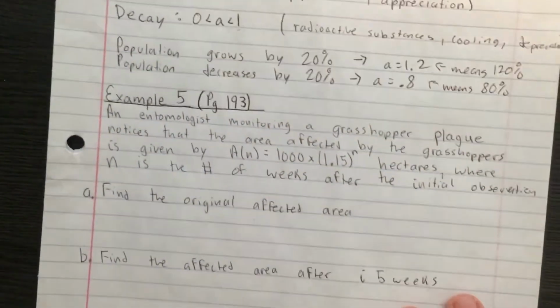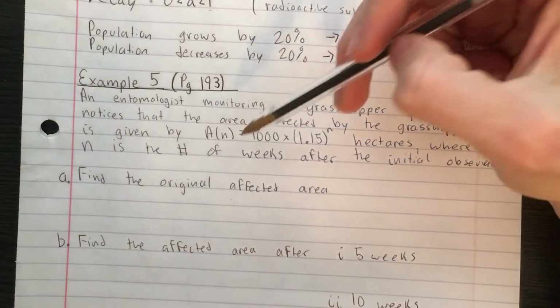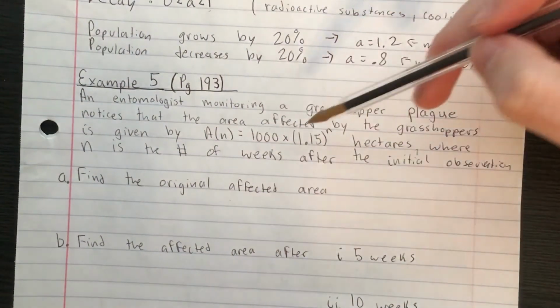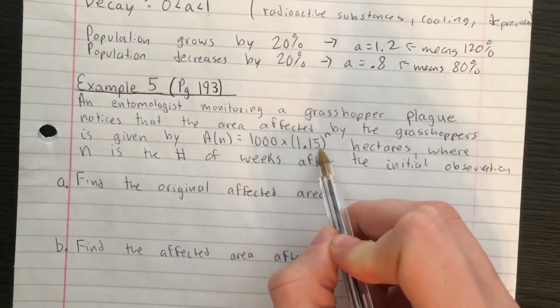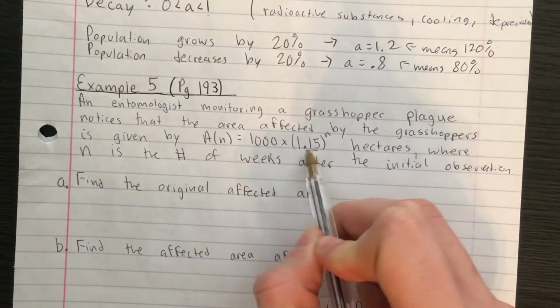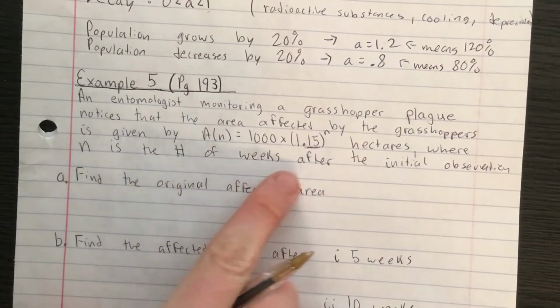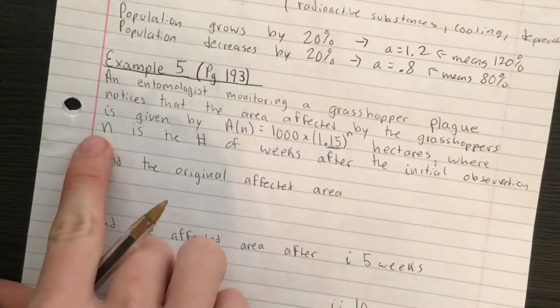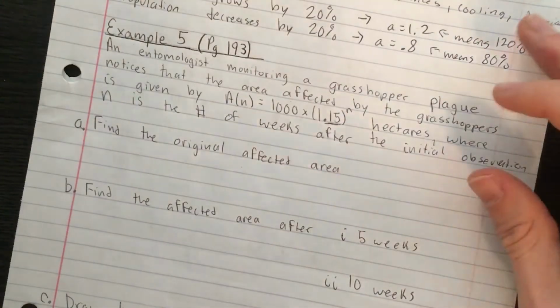The first example: we've got an entomologist monitoring a grasshopper plague, and notices that the area affected by these grasshoppers is given by A of n equals 1,000 times 1.15 to the nth. So 1.15 means it's increasing 15%. And n is the number of weeks after the initial observation, so it's increasing 15% a week.